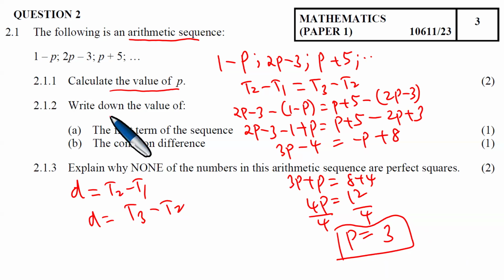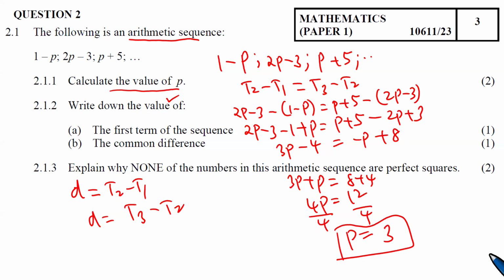Okay, they're asking a question here. Write down the value of the first term of the sequence. What is the first term of this sequence? We need the value of the first term. So the value of the first term of the sequence must be a number. What is the value of the first term of this sequence? Pegalelo?